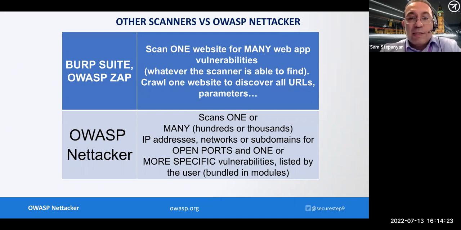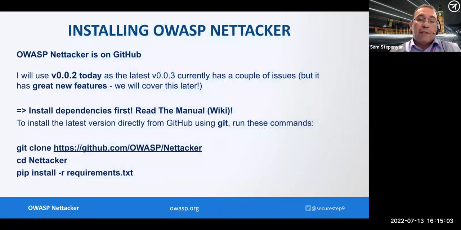Now, OWASP Nettacker works differently because it is built to scan one or many, and that could be hundreds or thousands of IP addresses, networks, or subdomains, and it scans them for open ports, and also one or more specific vulnerabilities which are listed by the users. And you can bundle those vulnerability modules. So that is the biggest difference, that the user defines what vulnerability it is looking for, on all the subdomains or all the IP addresses or lots of networks.